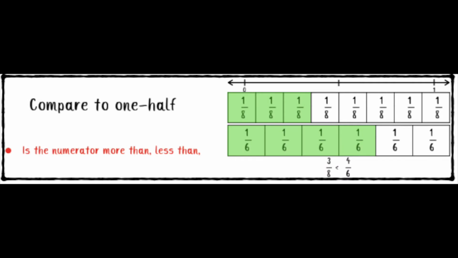Another example comparing to 1/2, we have 3/8 and 4/6. Well, half of 8 is 4, so 3 would be less than half. Half of 6 is 3, so we know 4 is greater than 1/2. So 4/6 would be greater than 3/8.